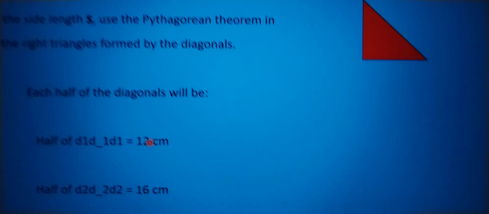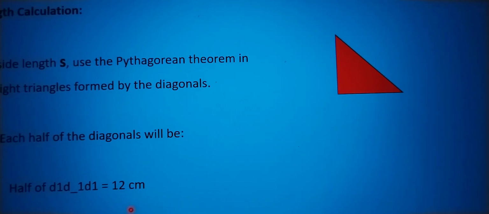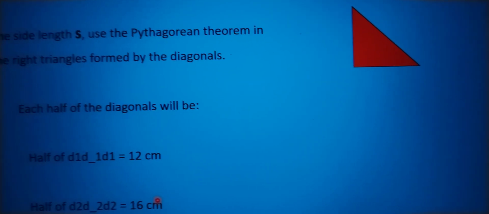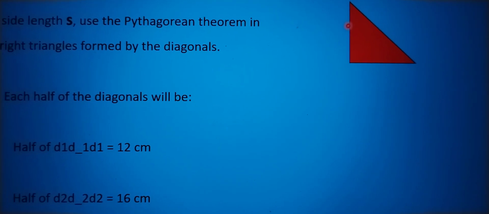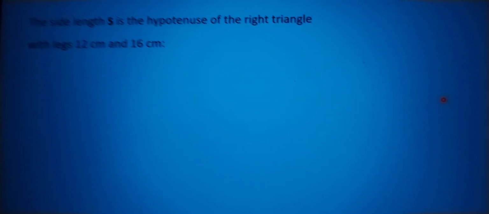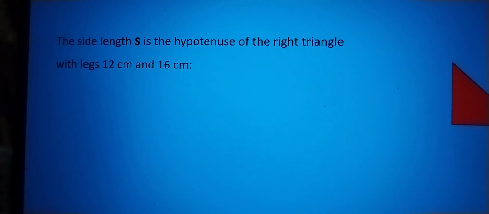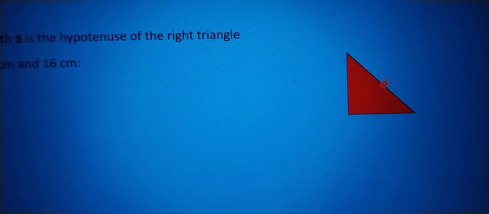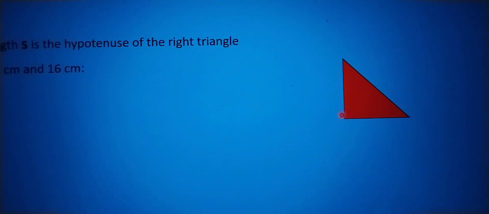So when we clarify it, diagonal 1 is 24, so I'm going to divide 24 by 2, which will be 12, and diagonal 2 is 32, so half of it, which means dividing it by 2, will be 16 centimeter. So now the half here, which is this one, will be 12 and this one will be 16 centimeter. Now the side length is the hypotenuse of the right angle triangle with legs 12 centimeter and 16 centimeter. So since this is our right angle triangle, this will be the hypotenuse. To find this hypotenuse, we have the two legs, which are 12 centimeter and 16 centimeter.